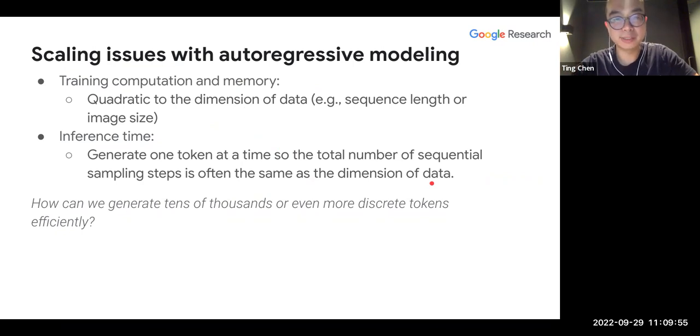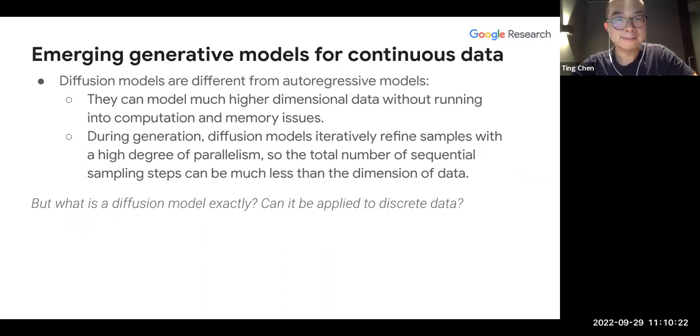generate, like usually in language models, you don't generate the whole book, right? So you can still do it. For some practical applications, it's fine. But in other cases, if you have high dimensional data, if you want to generate tens of thousands or even millions of discrete tokens, let's say consider DNA sequences, how do we do that efficiently? With an autoregressive model, I think that would be quite tricky.